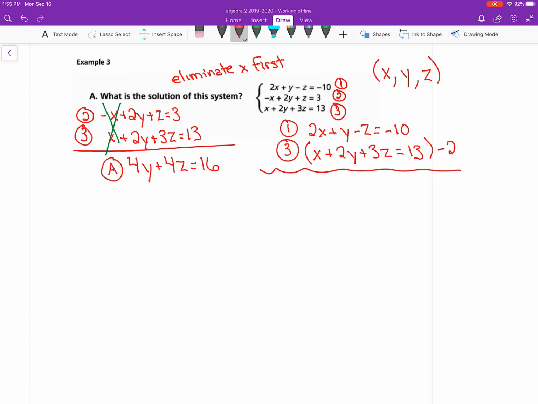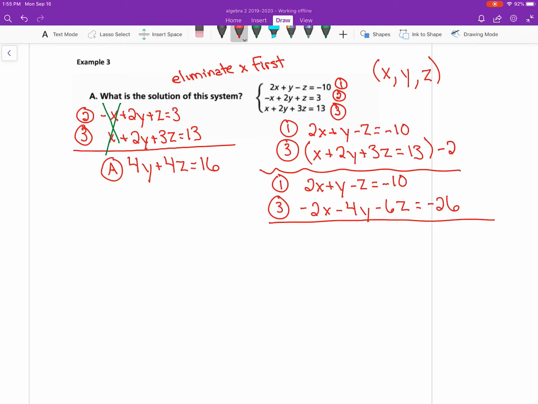So I'm going to rewrite 2x plus y minus z equals -10, and I'm going to rewrite 3, now multiplying everything by -2: -2x minus 4y minus 6z equals -26. And then again, I can add straight down, and my x's will cancel. So I end up with -3y minus 7z equals -36. And I'm going to call that equation B.